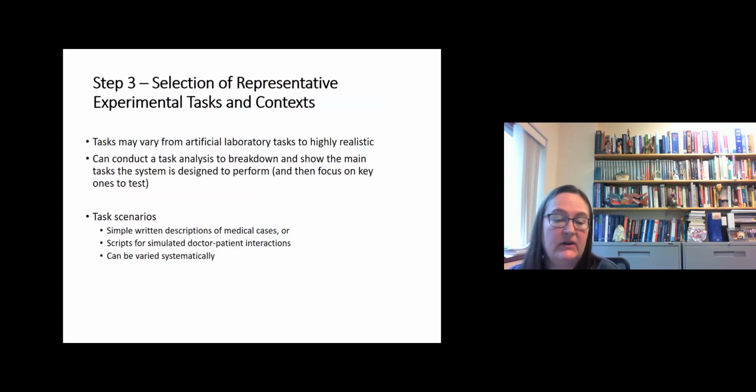Step 3 looks at the selection of representative experimental tasks and context. So this is really important. You need to know what you're going to do, what you're expecting the person to do when using your system. And in addition to that, you need to understand the tasks that you're planning on them being able to perform using your technology. And what's really nice to do here is to actually write some task scenarios. So these are essentially written descriptions of cases, and they may involve scripts. For example, you might have a simulated doctor-patient interaction involving a technology to see how well the system performs. And they can be performed systematically.